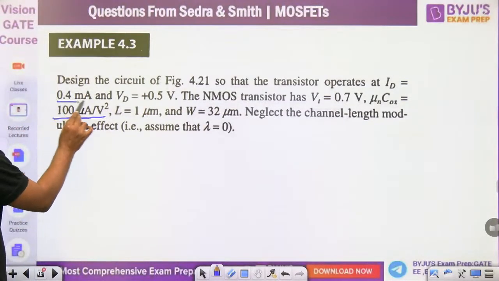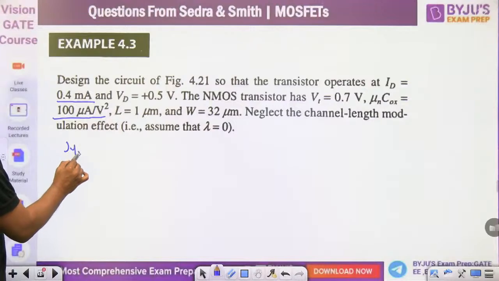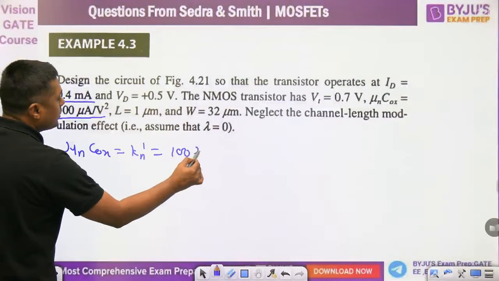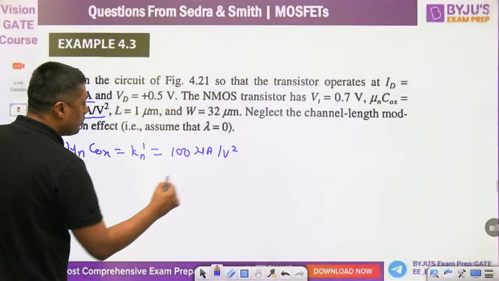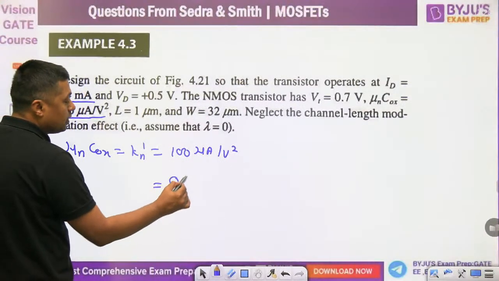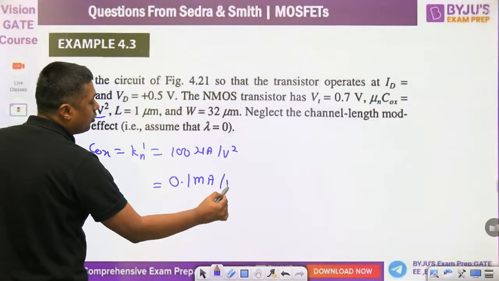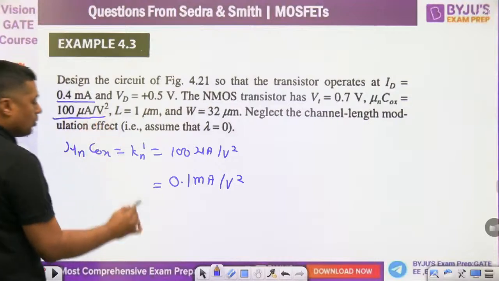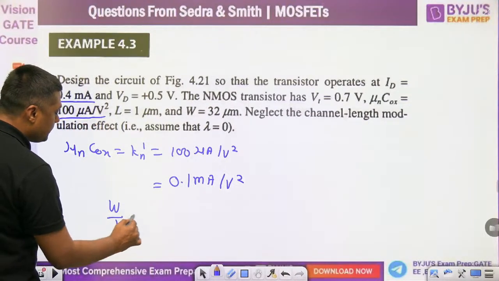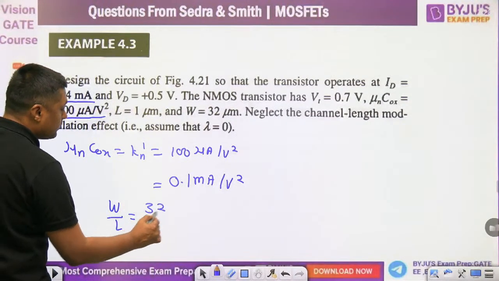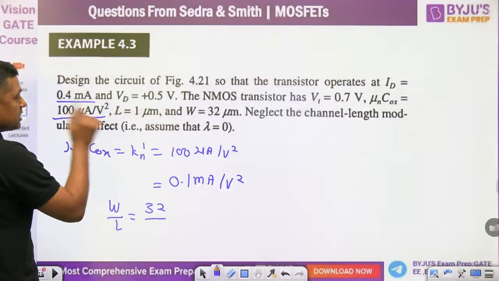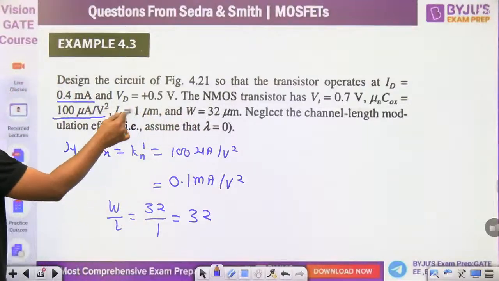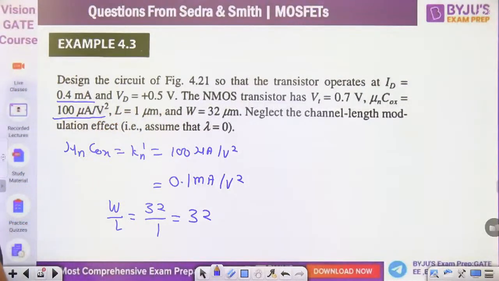Remember, mu N COX is nothing but K'n. It is given as 100 microampere per volt square. You can also convert it into milliampere by dividing by 1000, which is 0.1 milliampere per volt square, because the main current is given in milliampere. The aspect ratio, W by L, is 32: W is 32 times the channel length, 32 micrometer to 1 micrometer, so the ratio is 32.